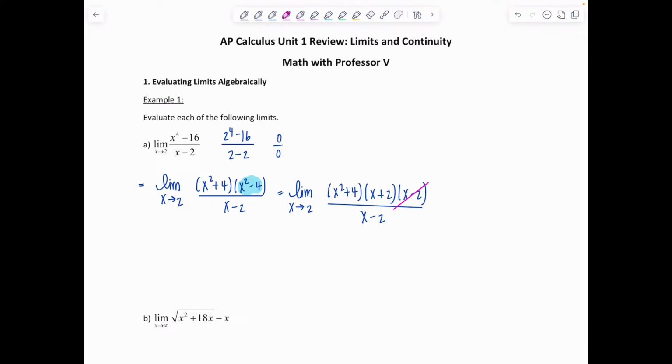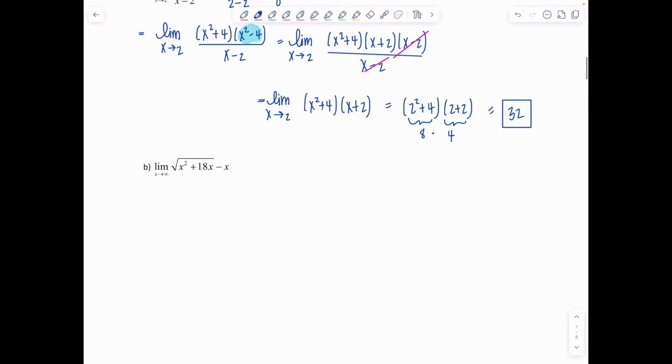So now I can factor out x minus 2. And then we're left with the limit as x approaches 2 of x squared plus 4 times x plus 2. So now if we go ahead and try direct substitution, no problem. Don't write lim anymore. I'm going to replace x with 2. So we have 2 squared plus 4 times 2 plus 2. So this is going to be 8 times 4, which is 32. Good? Okay, so make sure your factoring is on point when attempting a lot of these problems.